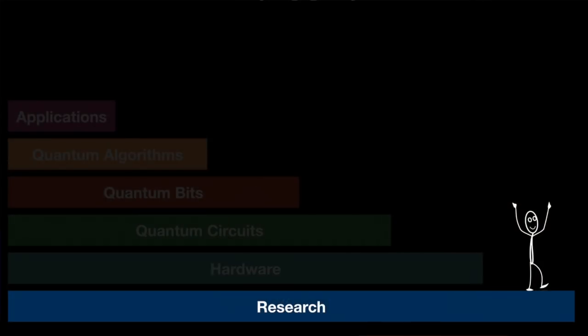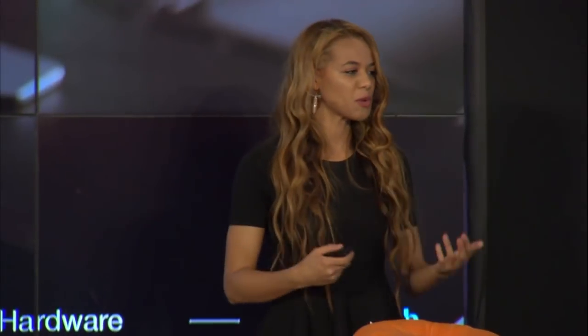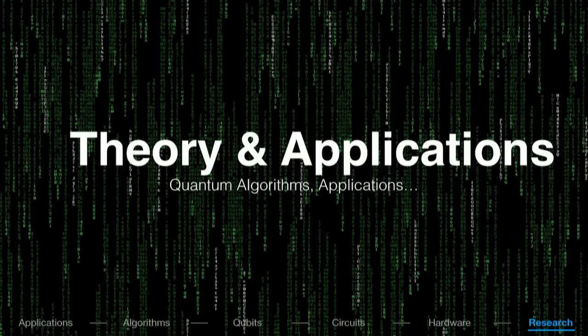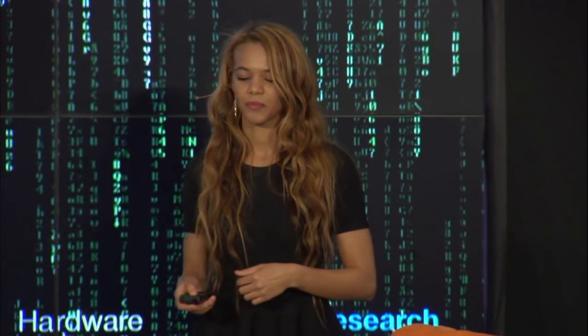So now we can look at the research, where we are and where we hope to be. There are 2 parts to the research. The first part is the experimental part. This looks at how can we build these quantum bits, and how can we actually build a quantum computer. And we've seen different ways to do that. The other part is the theory and applications. This looks at how can we build these quantum algorithms, such as this one, and how can we apply it to a variety of fields.